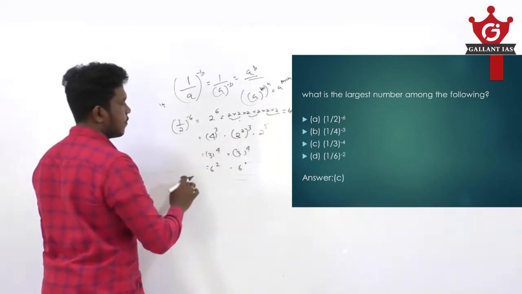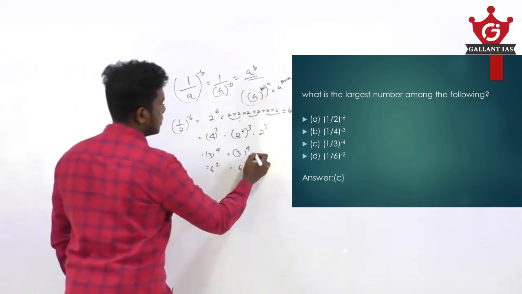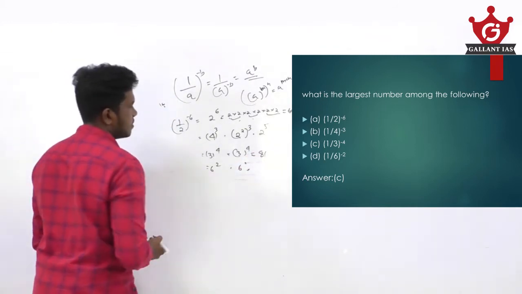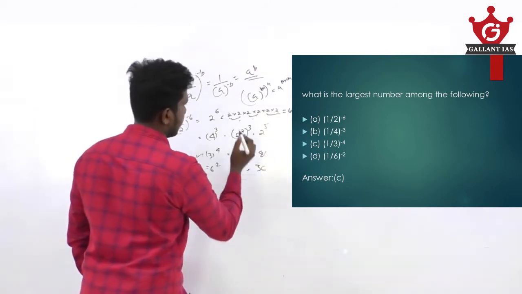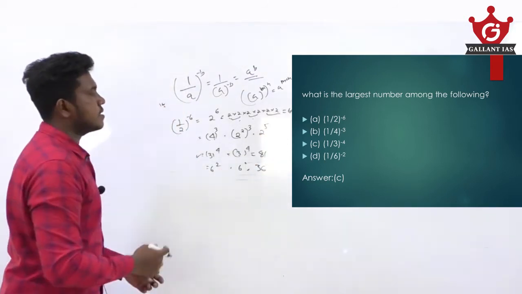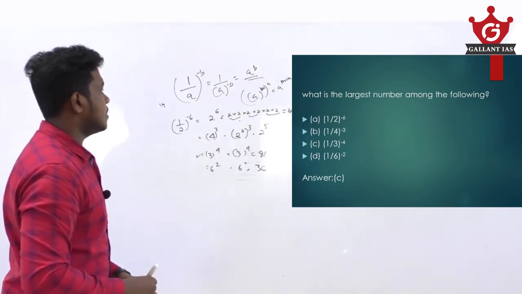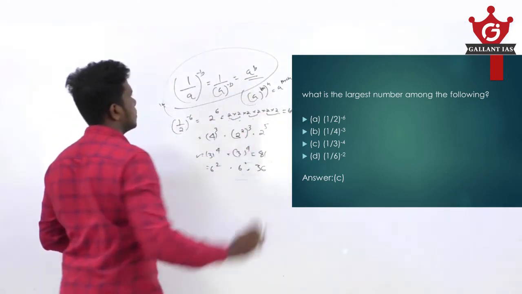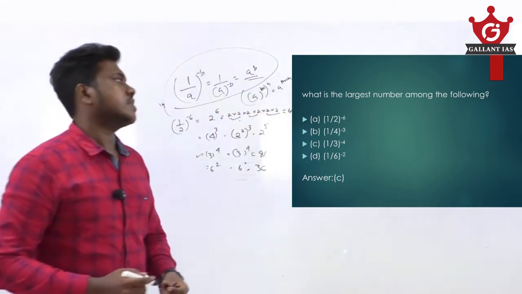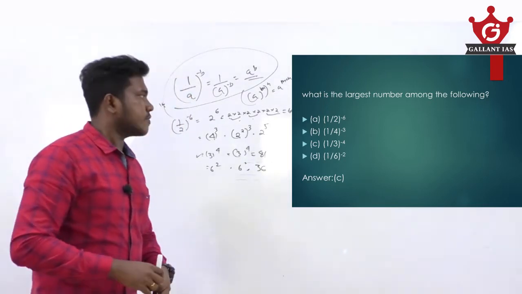And 3 raised to 4, it is 81. 6 square, that is 36. So out of this value, 3 raised to 4 is greater, right? So our answer is C, 1 by 3, the whole raised to minus 4. That is greater. So you actually need to know this concept in order to solve this question. And the remaining matters your calculation. Okay. Now let's move on to the next question.